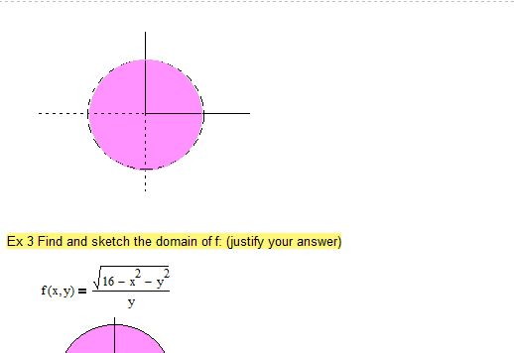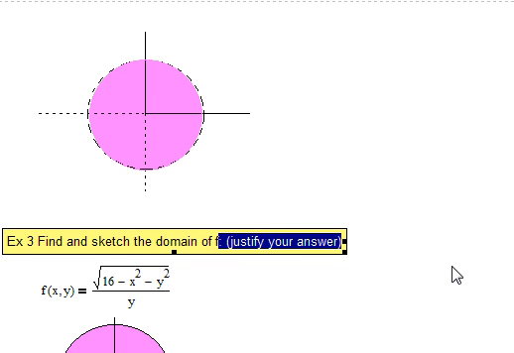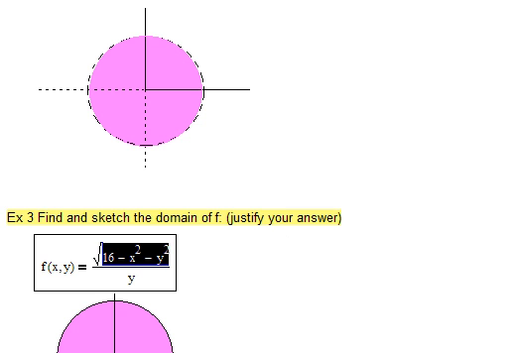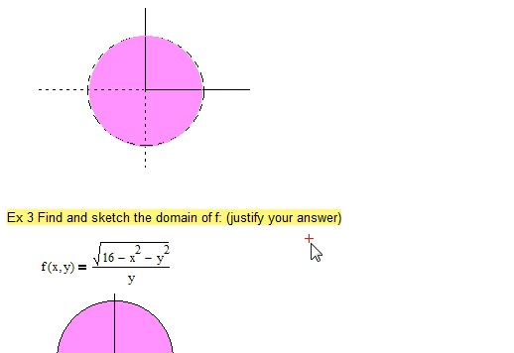And here's another similar example. Find and sketch the domain of f. Again, justify your answer. Well, there's that pesky 16 minus x squared minus y squared under a radical again. So we know that we've got a problem. x squared plus y squared has to be less than 16, and so actually less than or equal to 16.